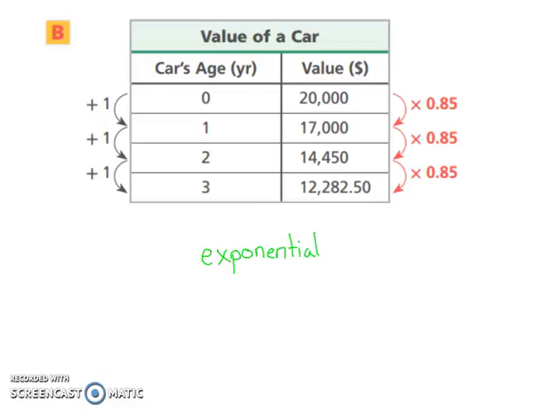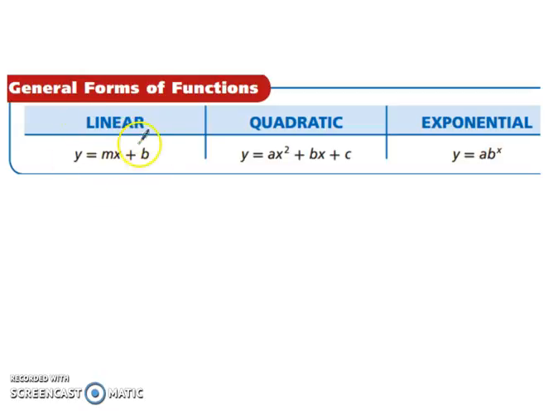Let's recap. So a linear is y equals mx plus b. With a quadratic, it's y equals ax squared plus bx plus c. And then with an exponential, we have y equals a times b to the x. So when you look at an equation and it follows this format, if it follows this one, it's going to be linear. If it follows this one, it's going to be quadratic. And if it follows this one, it will be exponential.